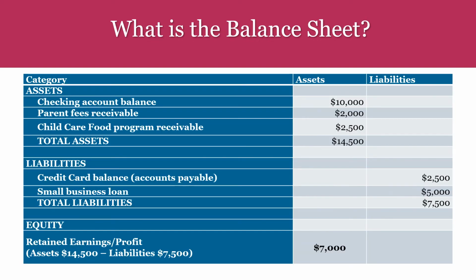Let's look at Luz's balance sheet for last week. In this case, Luz had a good amount of assets, including cash in her bank account and funds receivable. She owes some money on her credit card and has a business loan, but even with those debts, she would still have $7,000 left over in earnings. That is, assets of $14,500 minus liability of $7,500 equals $7,000.